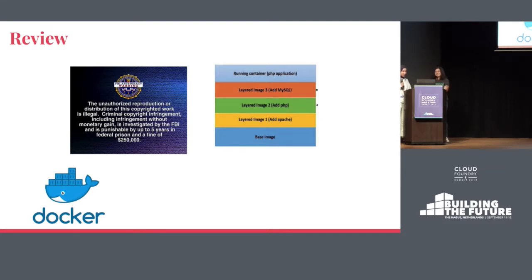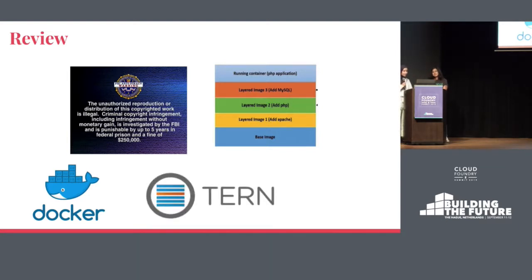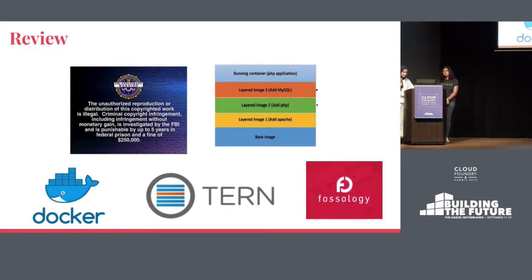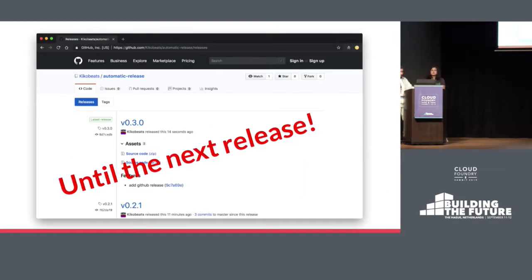And once you do that, you want to look at the set of dependencies and inspect them. You have tools like VMware Tern to inspect the Docker file and find the actual list of software packages that are included in it. And once you have the list of software packages, you can then use FOSSology to try to get the licenses for those packages. And the nice thing is that the next time that you release, you get to do this all over again.